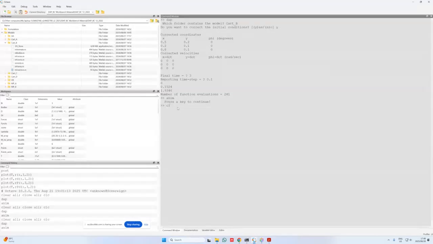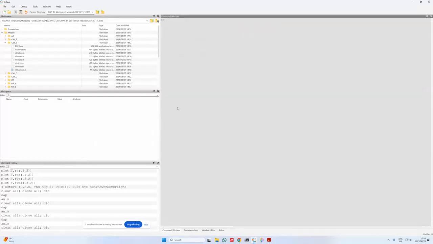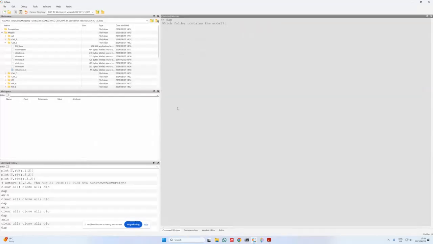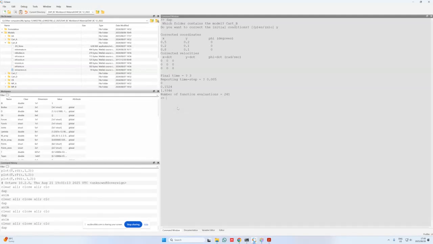To now plot it a bit more accurately, I'm just going to clear my workspace again, rerun DAP, and I'm just going to use a finer reporting time step in this case. So I'm still running card B, still going to correct the initial conditions, plot it over 3 seconds, and now I'm going to use, let's perhaps do, a 0.005 second time step over here.